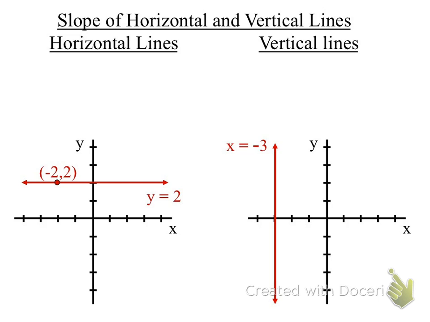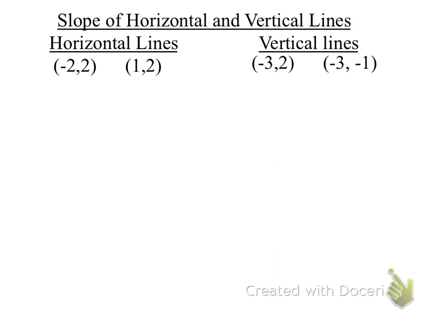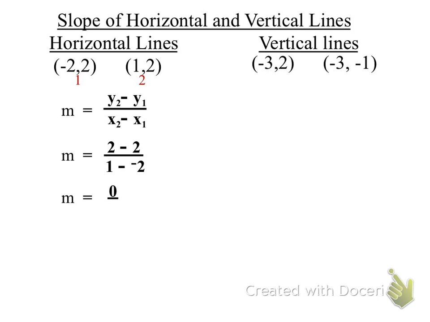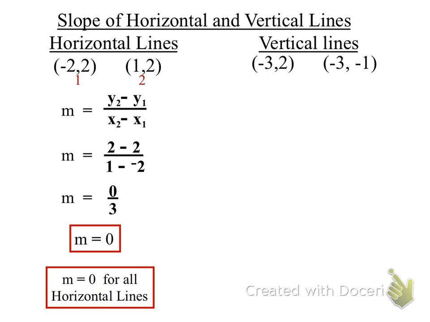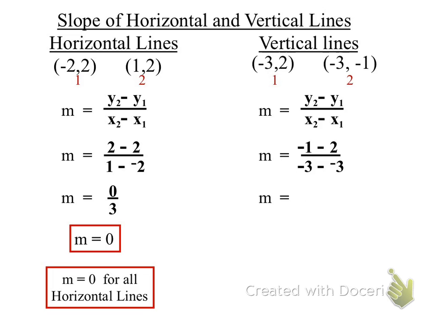Now, let's say you take the 2 points and you do the slope formula. Look what happens. In the horizontal line, we're subtracting. We end up with 0 over 3. And what does that equal? A 0 slope. Okay, if I do that here, what does this equal? There's a 0 in the denominator.